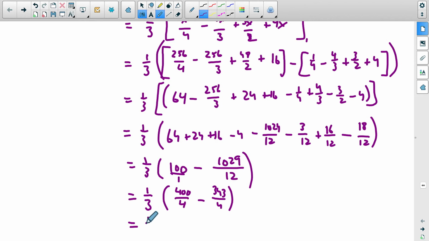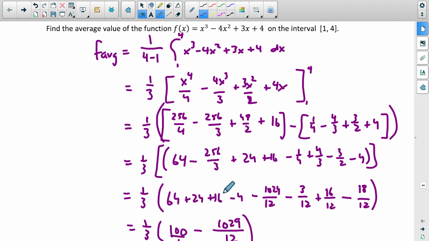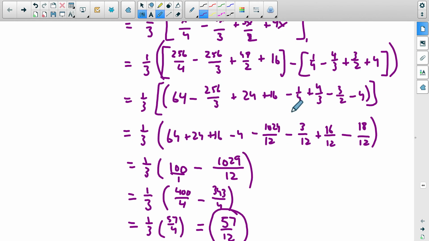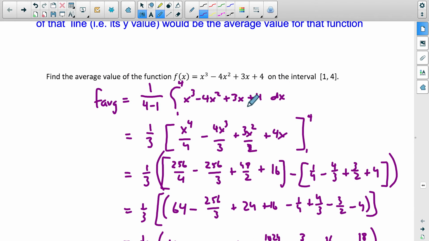So then you have 1/3 times 400 over 4 minus 343 over 4, which is 57 over 4. And at last we have our answer. It's 57 over 12. Whoops. And that's it. So again, the hardest part of this was all the fractions and stuff. It's like a really hard grade 9 problem once we got to here. But hopefully setting it all up wasn't too bad.